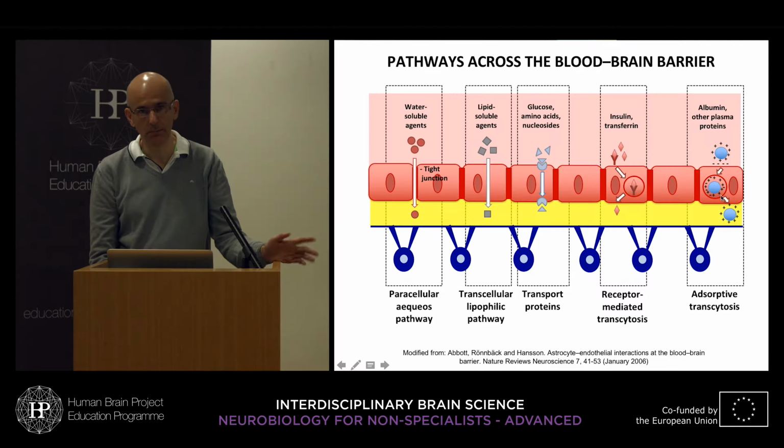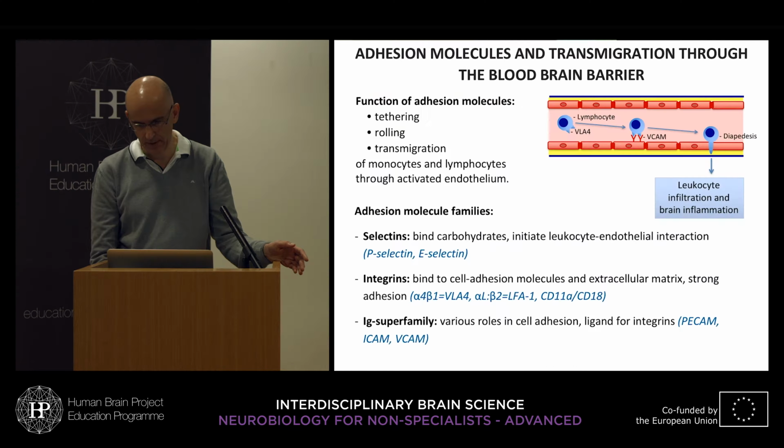So in general, the blood-brain barrier is very tight, and you need specific pathways to pass it, which is a major problem for drug development. How can lymphocytes and other immune cells pass the blood-brain barrier? Therefore, they need adhesion molecules which mediate tethering, which is the adhesion to the endothelium, rolling, and transmigration of monocytes and lymphocytes through an activated endothelium.